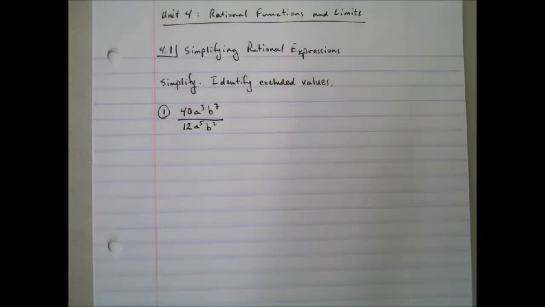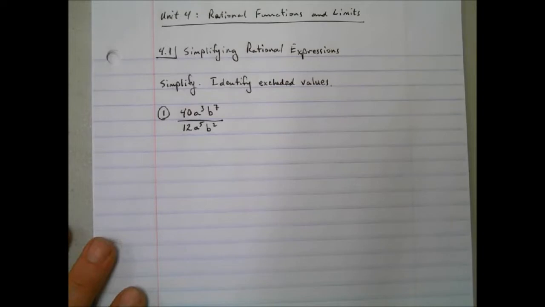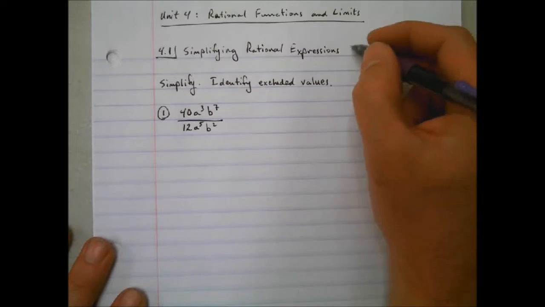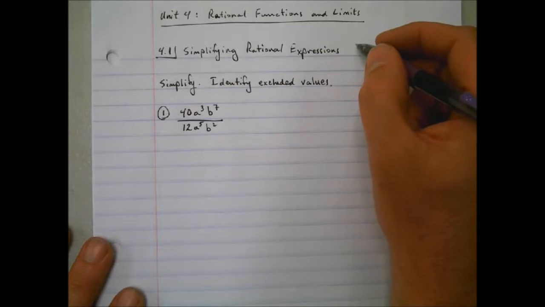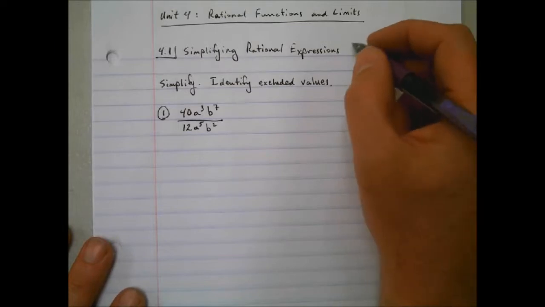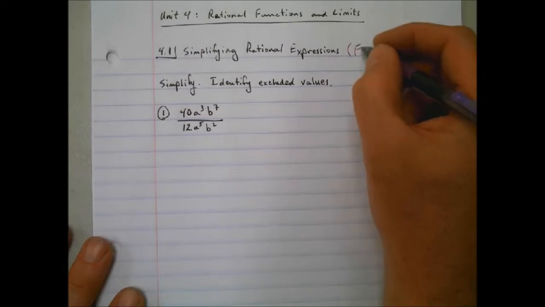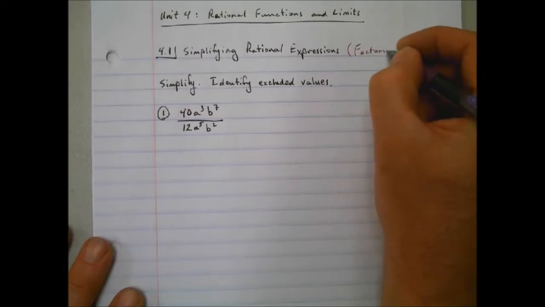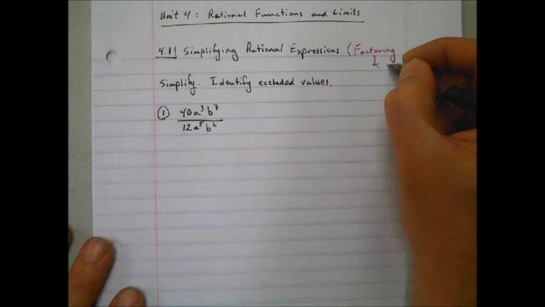Unit 4, Objective 1, Simplifying Rational Expressions. Okay, so as we're simplifying rational expressions, typically you want to be thinking a lot about factoring and reducing. Now, that's not to say that that's what happens every single time, but almost every single time. There is a lot of factoring and reducing.